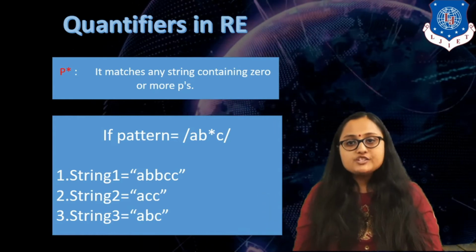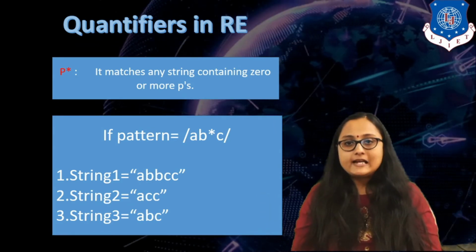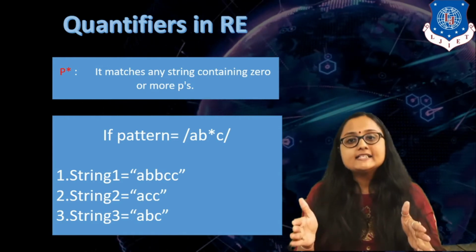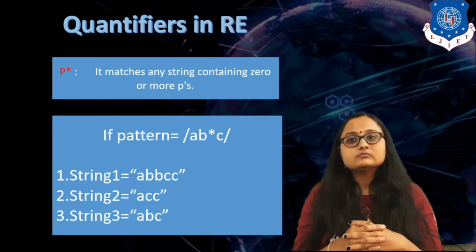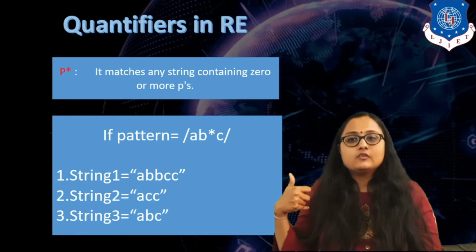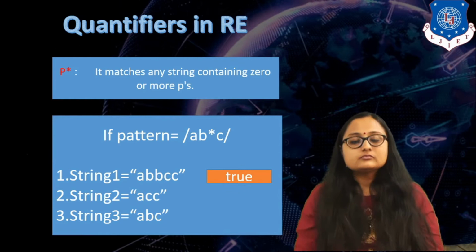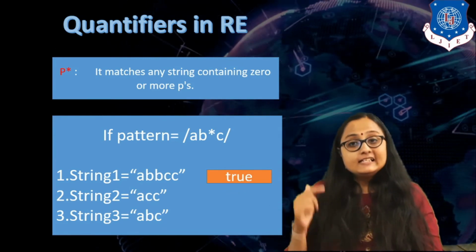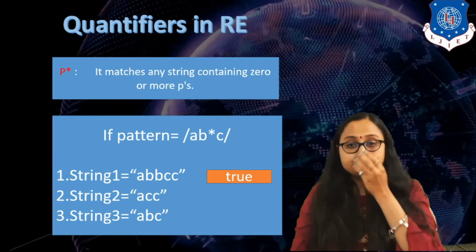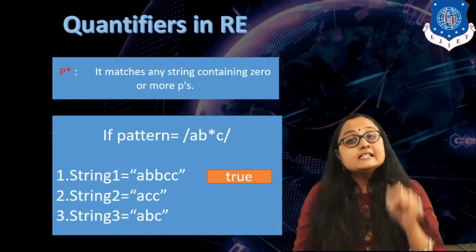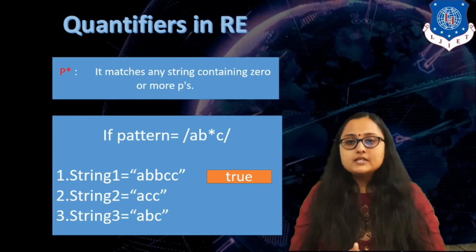According to this pattern, is the first string valid? Is it containing a and c? Yes. And between a and c, is it containing b? Yes, it is containing b, repeating 2 times, which is according to our limit of 0 or more. So this string is valid according to our pattern. The next is a, c. Is it containing a and c according to our pattern? Yes. Is it containing b? No. But does it matter?